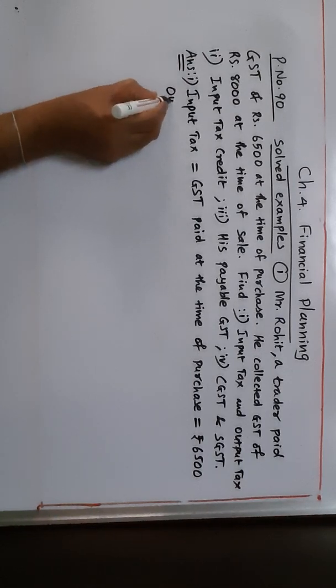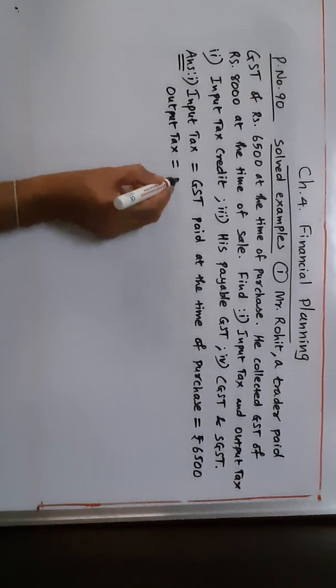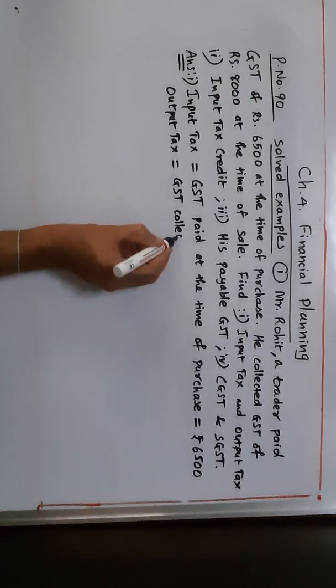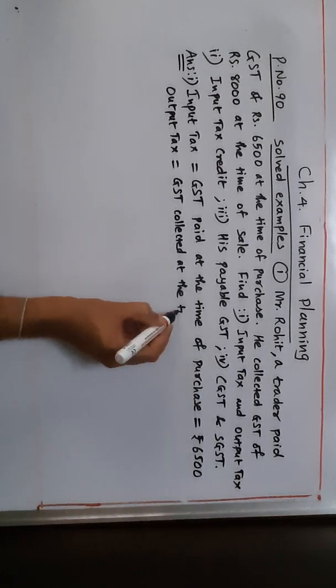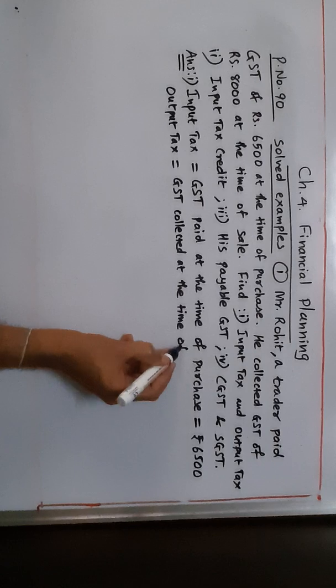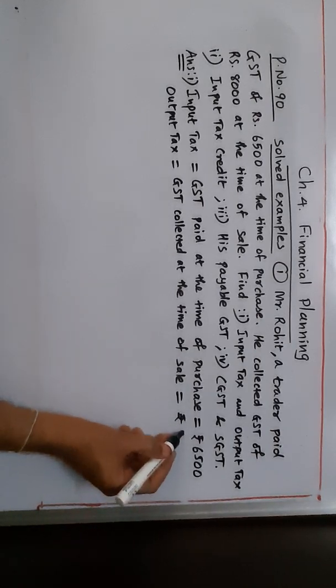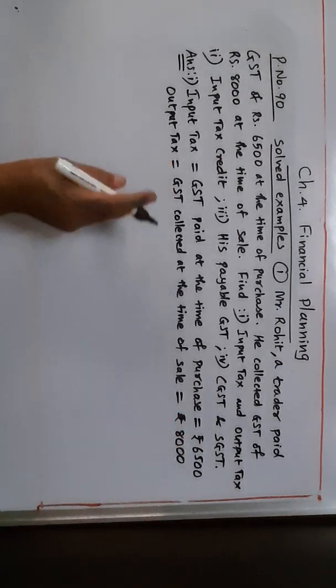Then what is output tax? We have to remember the definition: GST collected. We don't write paid here, it is collected at the time of sale. When he sells the goods, he collected GST of rupees 8,000. So this is the output tax. This is our first answer.